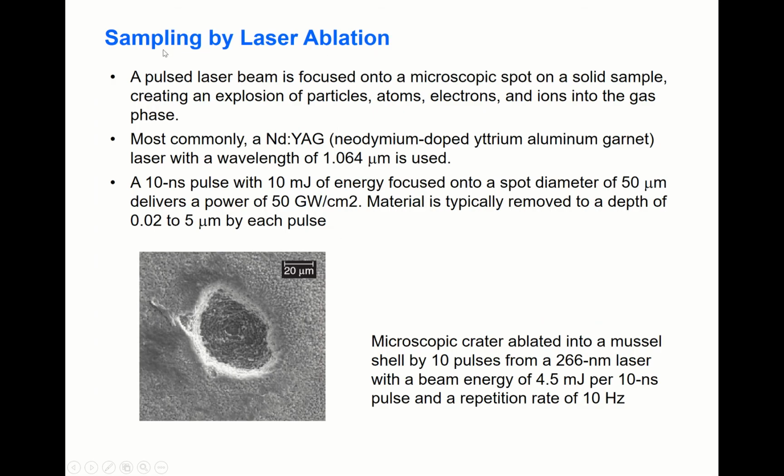Okay, the next topic is sampling by laser ablation. In this case you need a pulsed laser of very high intensity. This pulsed laser is focused onto a microscopic spot, so in a very small area, the laser beam is focused. So the laser beam is so intense that the focused spot of the sample, for example, this is an image after laser ablation, is atomized and evaporated from the surface.